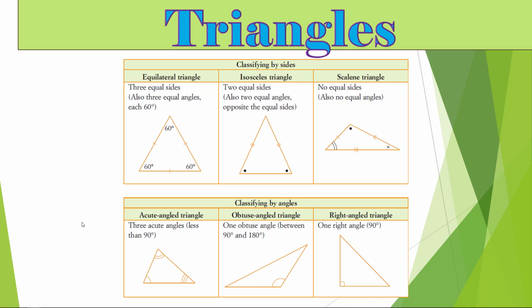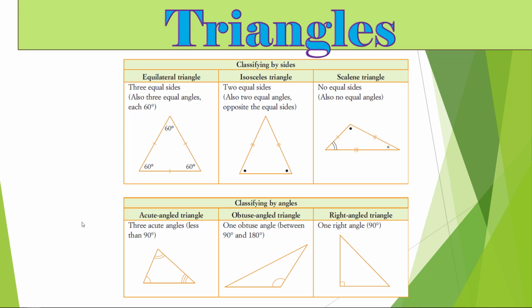A triangle with two equal sides, and therefore two equal angles, which are represented in this case by the black dots, is called an isosceles triangle. And then we have the scalene triangle, which has no sides that are equal. Three sides that are equal in length, that is an equilateral. Two sides that are equal in length, an isosceles. No sides that are equal, a scalene triangle.